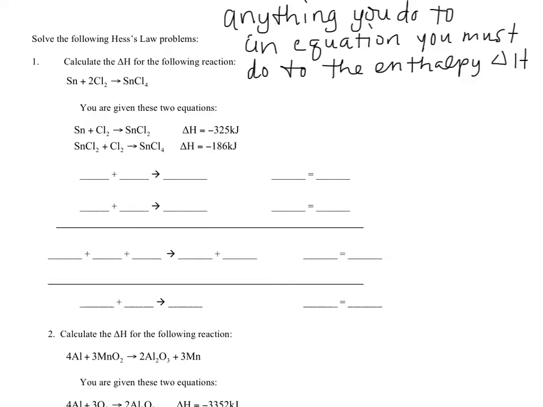But the basic idea of Hess's law I have written up here, and you should write it down also, which is that anything you do to an equation, you must also do to the enthalpy, which you'll remember is symbolized with the triangle H. So the reason that we use Hess's law is sometimes we as scientists want to study an equation that is too costly or too difficult to perform in a laboratory.